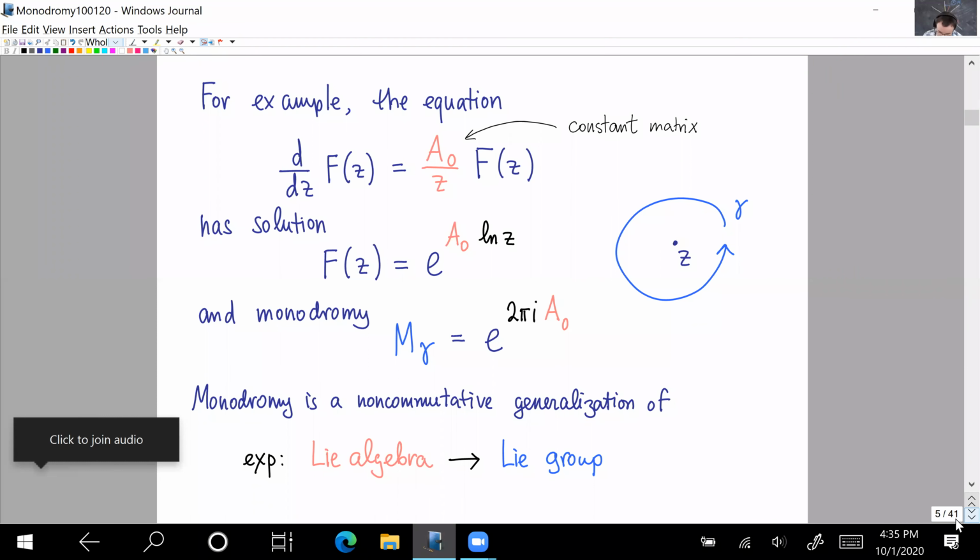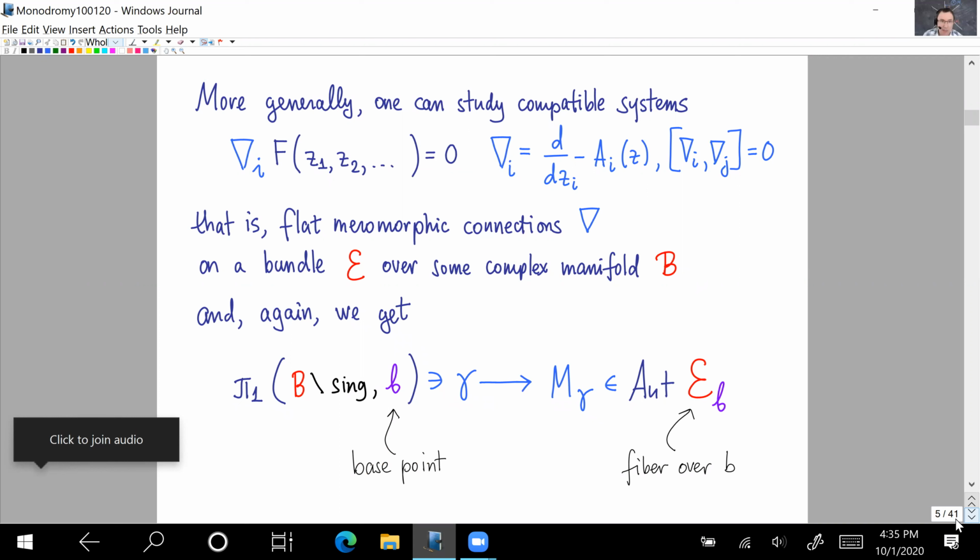Going to the next slide, more generally, you don't have to study an equation in one variable. You can have a flat connection on some bundle over some base manifold. A connection on a bundle means you have first order differential operators that tell you how to move in every direction. Similarly, if you have a path that avoids the singularity, you're going to have a monodromy. And so you're going to get a representation of the fundamental group of your manifold, take away the singularity, and you have to choose a base point. That will be a representation by automorphisms of the fiber of that bundle at that point B.